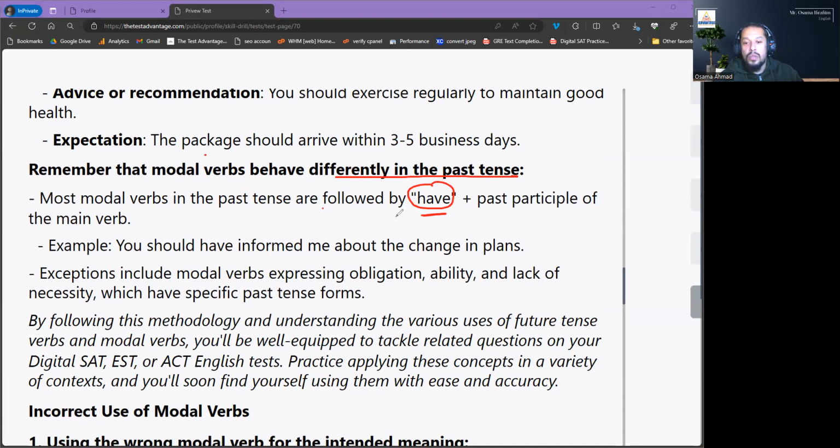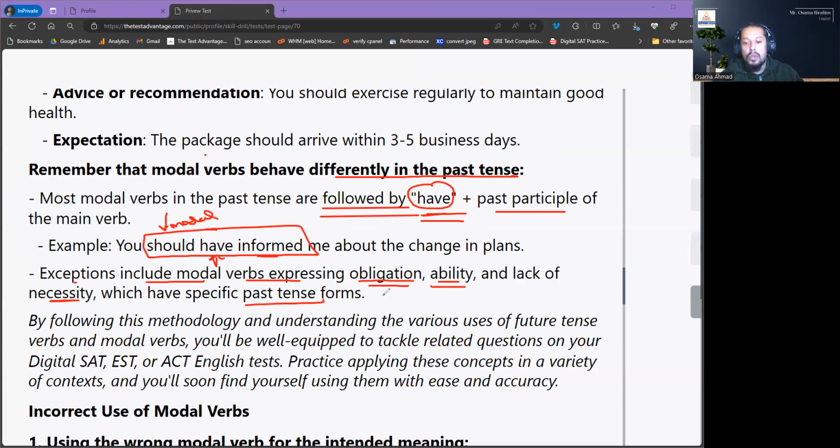They're followed by have plus past participle. For example, you should have informed. You see, modal verb, have, past participle, about the change in plans. Exceptions include modal verbs expressing obligation, ability, lack of necessity, and specific past tense forms.